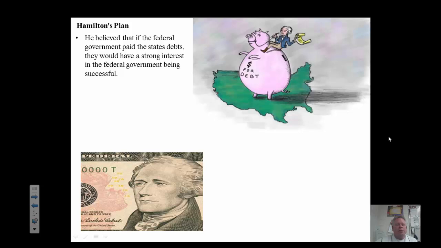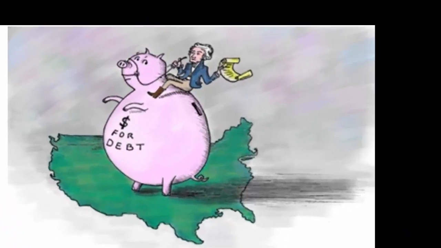So Hamilton believed that if the government paid the states, they would have a strong interest in the federal government being successful. Here's an example of that. If I owed each one of you guys $1,000, would you want me to lose my job? And the answer is no, because if I lost my job, then I couldn't pay you the $1,000. Well, he felt the same way about the states. If the federal government offered to pay the states' debts, then they would want the federal government to be successful so they could get their money.